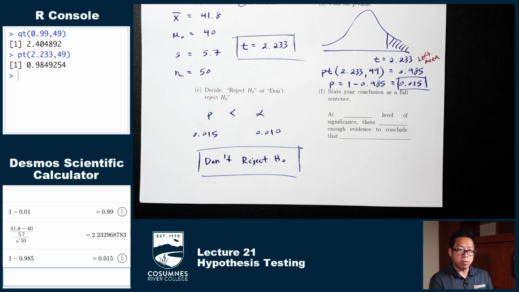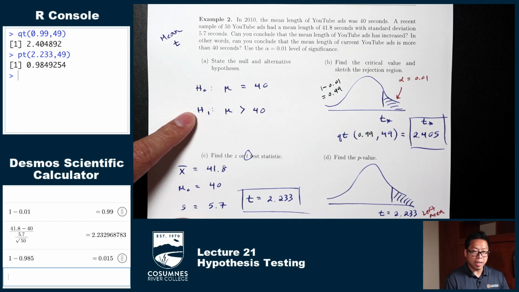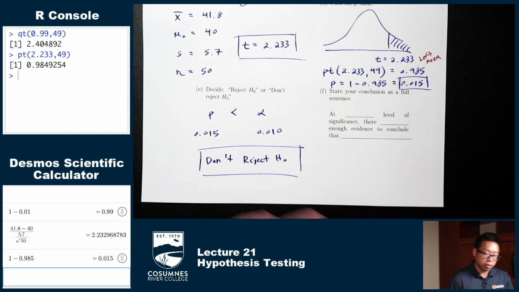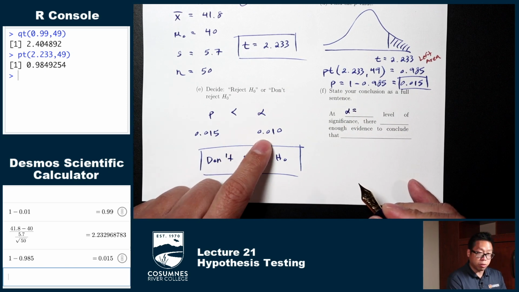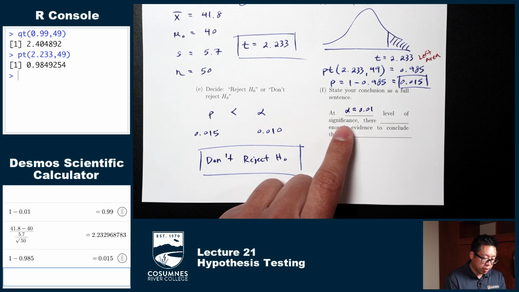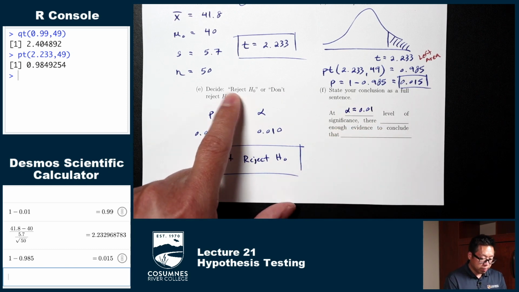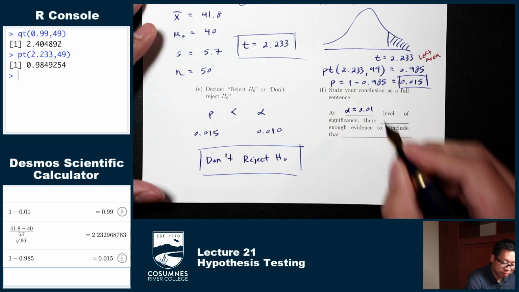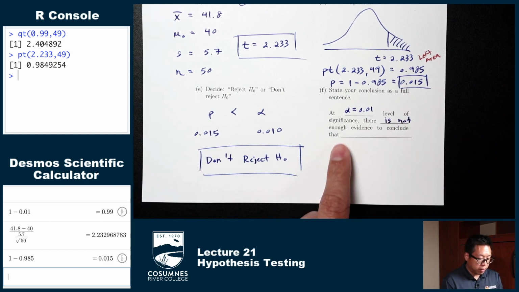Part F, our final sentence. Okay, so the sentence is asking, can we conclude that H1 is true? So we're going to state our significance level, so at alpha equals 0.01 level of significance, there you're going to write is or is not. Okay, if you reject, it's is enough evidence. If you don't reject, there is not enough evidence to conclude that.